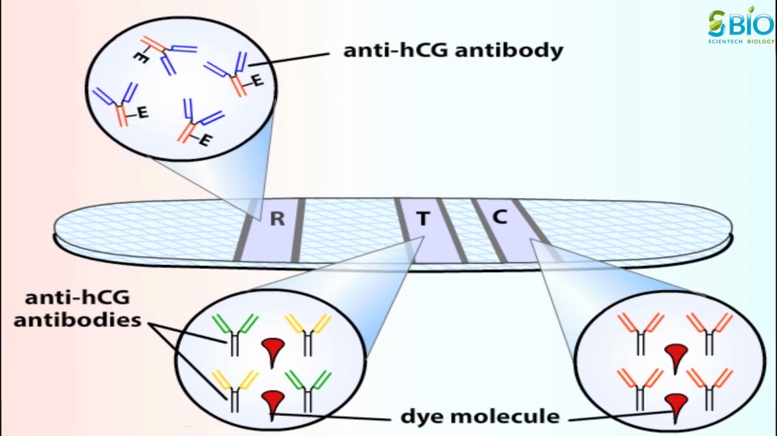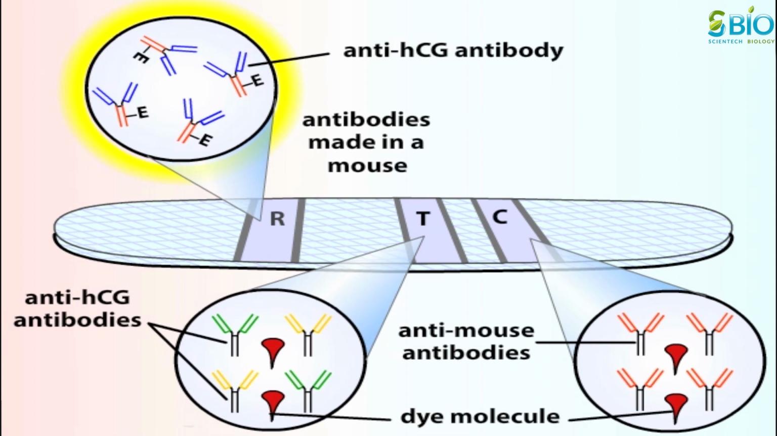The antibodies in the control zone are called anti-mouse antibodies. These anti-mouse antibodies will recognize and bind to the antibodies currently in the reaction zone, because the reaction zone antibodies were made in a mouse.